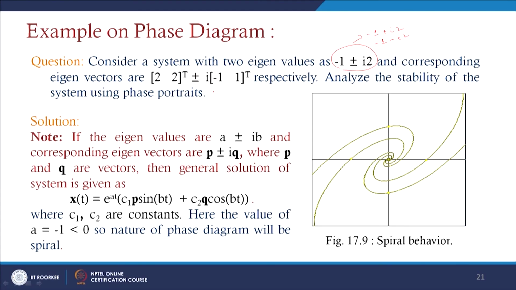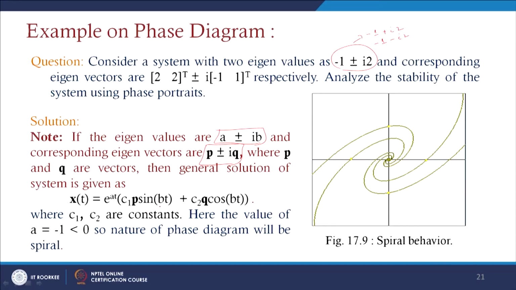If you analyze this system, we can represent the eigenvalues in the form of a plus or minus i beta, and the corresponding eigenvectors we can write as p plus or minus iq. We know that the solution is written in the form x of t equals e to the power a t, c1 p sin b t plus c2 q cos b t. Already it is explained in second order differential equations how we obtain these solutions.